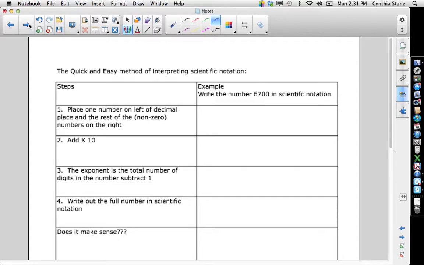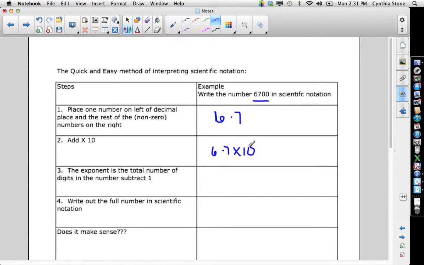So the example we're going to follow is 6,700. Again, a small number, but then you get the idea. So it says first step, place one number on the left of the decimal and the rest of the non-zero on the right. So that would just be 6.7, one number on the left and the rest of the non-zero. I'm not going to bother with the 0, 0. Then you add times 10 to, so 6.7 times 10.